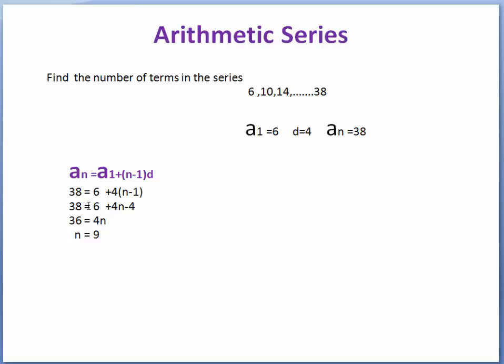So 38 equals 6 plus 4n minus 4. 6 minus 4 is 2. 38 minus 2 is 36. 36 equals 4n. So therefore n equals 36 divided by 4, which is 9. n equals 9. So the number of terms in the series is 9.